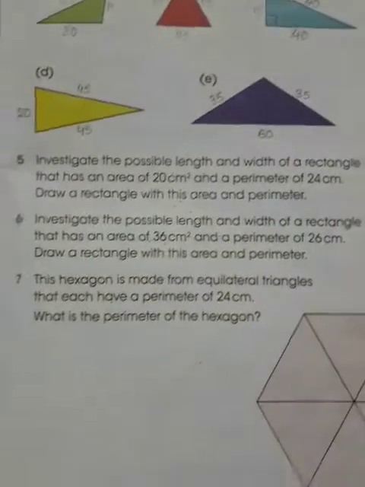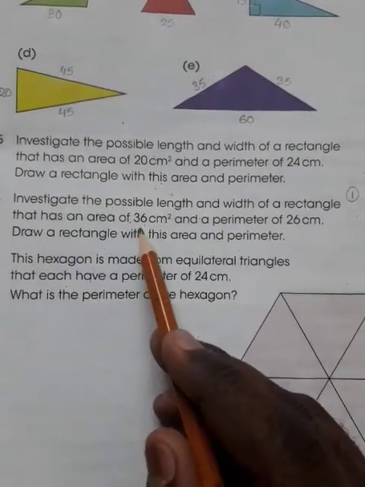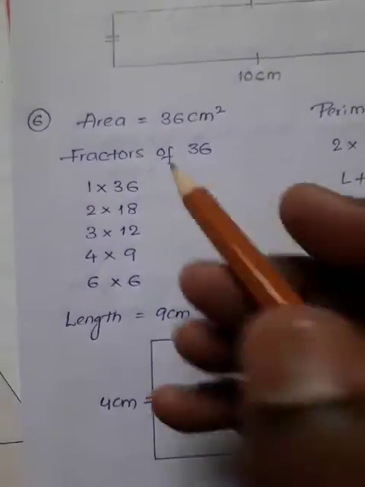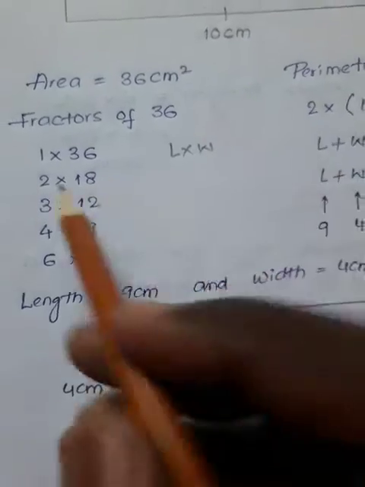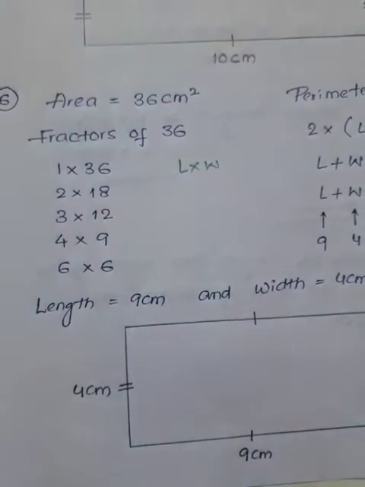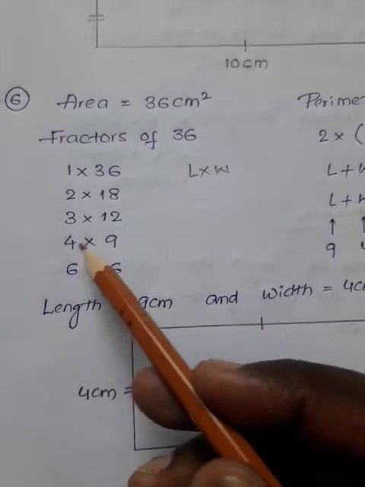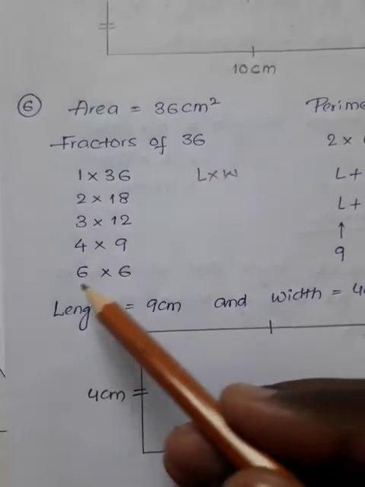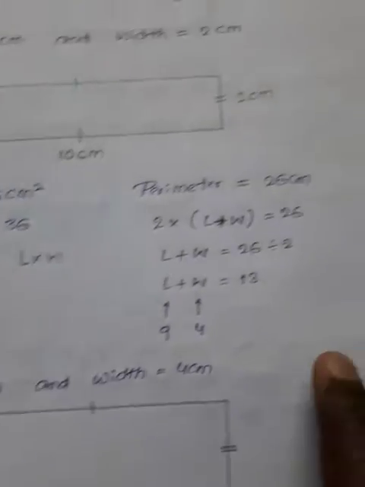Coming to the same kind of question, question number 6. Investigate the possible length and width of the rectangle. The area is 36 centimeter square and the perimeter is 26. First of all, area means length multiplied by width. So I write 1 multiplied by 36, 2 multiplied by 18, 3 multiplied by 12, 4 multiplied by 9, 4 nines are 36. In the 5 table there is no 36, and 6 sixes are repeated, so stop. This is the rule for the factors.